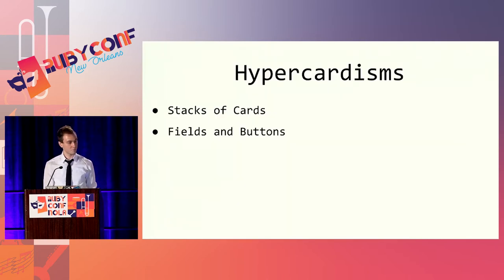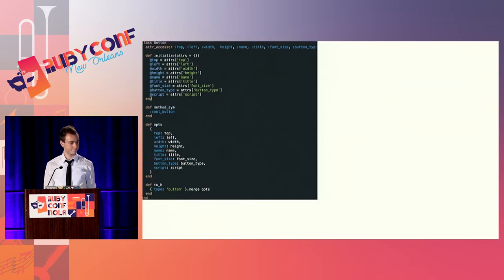Take what you need. Fields and buttons, these are our primary interactors. We can do that too. Here's a button. It's a little small up there, but you're not missing too much. Basically, you can instantiate it with a bunch of attributes, and it has this one thing called method sim here, and that's kind of weird.